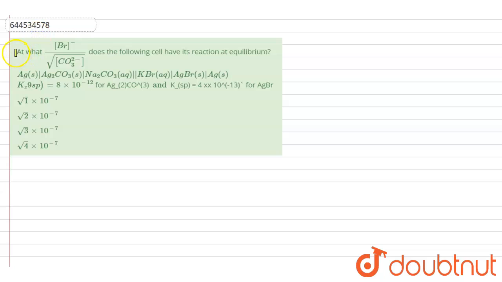Hello everyone. The question given over here is: at what concentration of Br minus divided by square root of concentration of carbonate ion does the following cell have its reaction at equilibrium? And the reaction given is this. And here the KSP of Ag2CO3 is given as 8 into 10 to the power minus 12, and the KSP given for AgBr is 4 into 10 to the power minus 13.